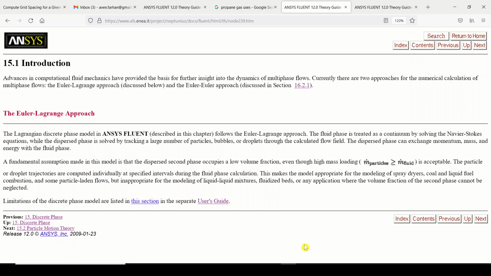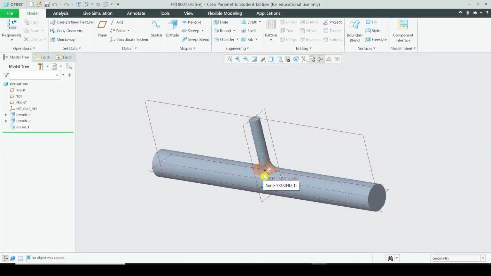Now, before discussing this, I really want to go back to our geometry. In order to understand the DPM functionality, I will be using the same model over here. In fact, the same simulation we performed, or concluded, in the previous video.